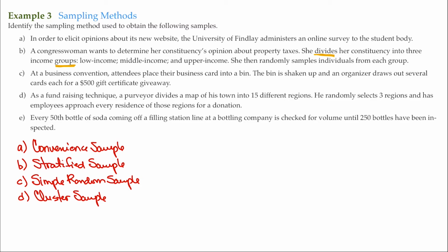And finally for E, every 50th bottle of soda coming off a filling station line at a bottling company is checked for volume until 250 bottles have been inspected. So something to point out here, we have every 50th. When you hear every nth individual, every nth bottle, every nth person, that is going to be systematic sampling.